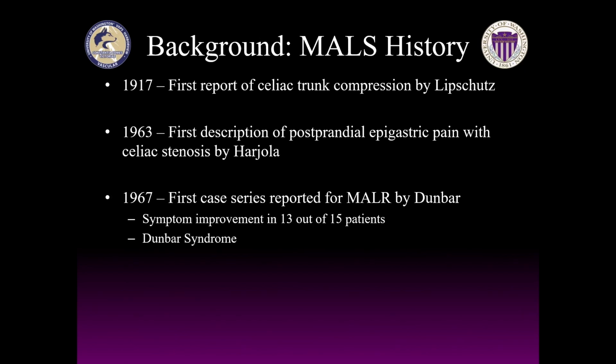Median arcuate ligament compression of the celiac trunk was first reported in 1917 and was first described as postprandial epigastric pain with celiac stenosis in 1963. The first surgical reports on median arcuate ligament syndrome, or MALS, was in the 1960s by Dunbar, earning MALS the eponym Dunbar syndrome. 13 of these 15 patients who underwent median arcuate ligament release reported symptom improvement in this series.